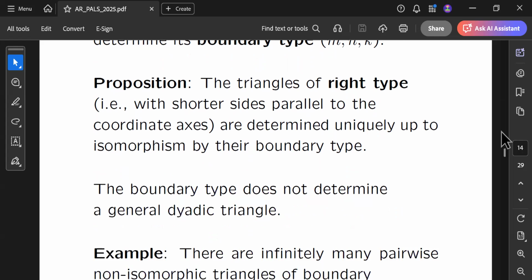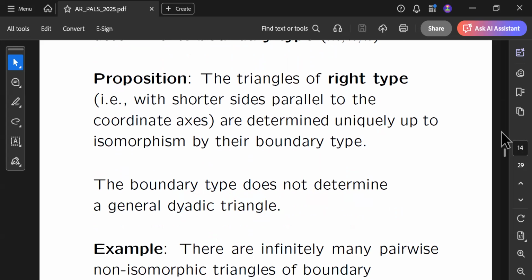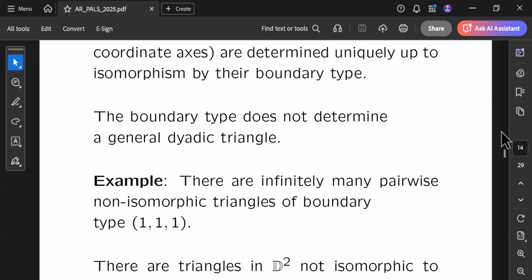But the boundary type does not determine a general dyadic triangle. For example, we can take a triangle with vertices 0, 0, 2, 0, and 1, k. And if k is 1, then this is a polytope, and it's a two-dimensional simplex. But if you take 1, 3 instead of 1, 1, then the triangle we obtain is no longer a polytope. It is not generated by these 3 points. So it is not isomorphic to the first one. But both have types 1, 1, 1.